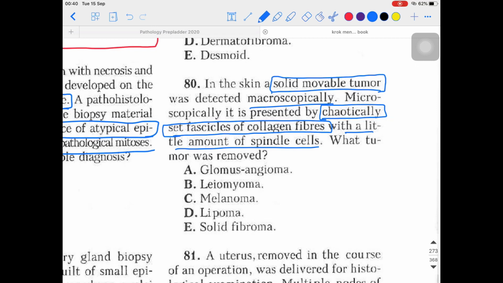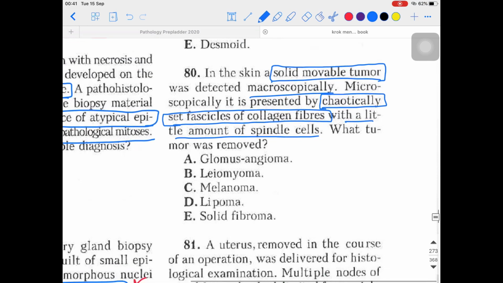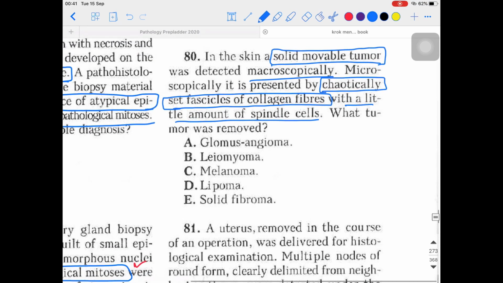So little amount of spindle cells. I told you, if there will be more amount of stroma cells or the spindle cells, then your answer will be soft fibroma, otherwise you will be going with the hard fibroma. So your choices are easy ones, rather I would say, because all four choices are different ones. So your answer becomes very simple over here as well, that they are talking about the solid fibroma or dense or hard fibroma, isn't it?